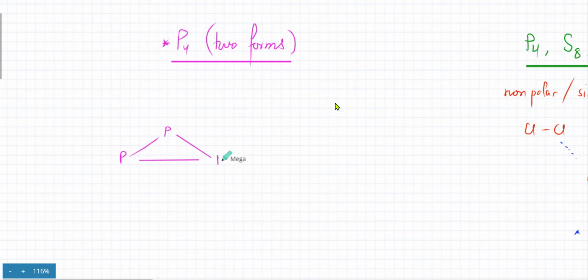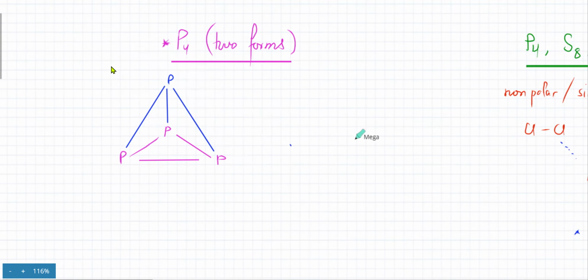And then there is one phosphorus sitting right at the top, which would be connected to all of them, right? So that's like a pyramid.